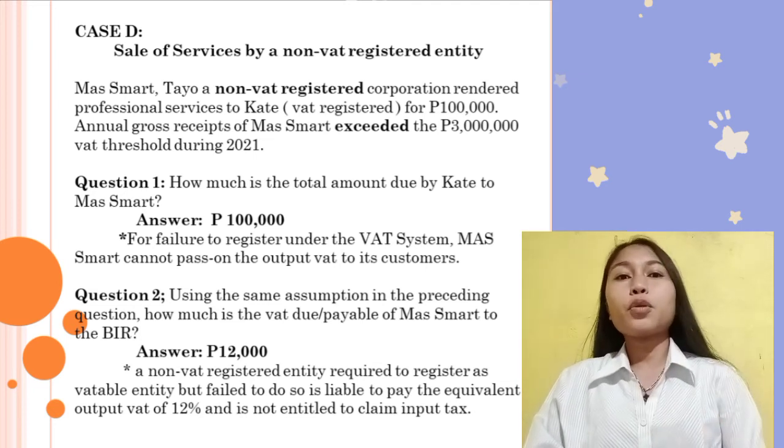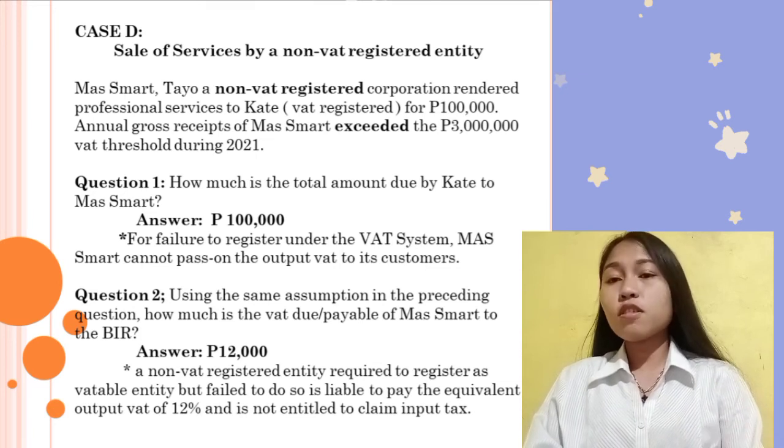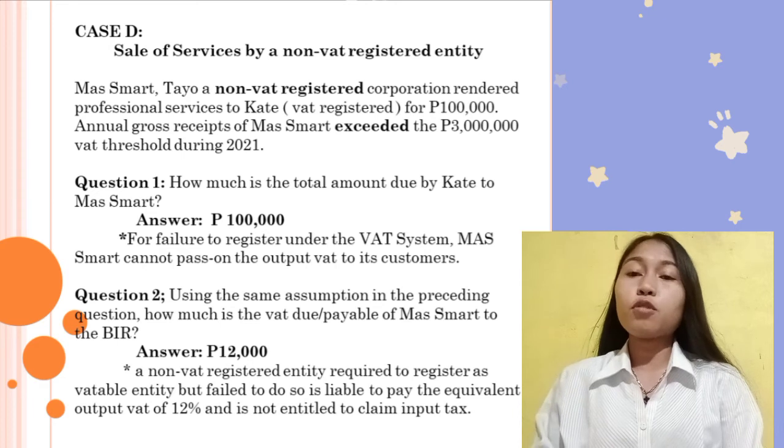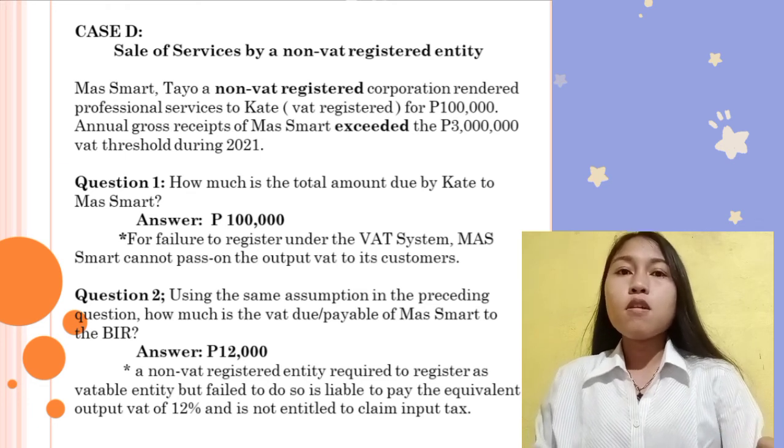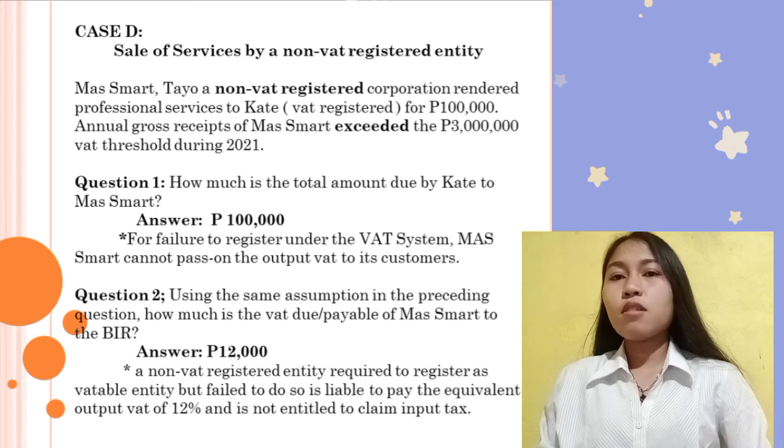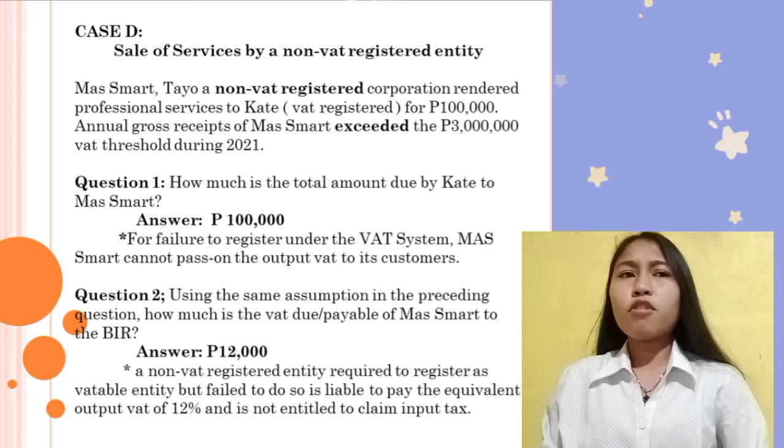So question number 2, using the same assumption in the preceding question. How much is the VAT due payable of Masmart to the BIR? Diba kay is not VAT registered, so they are the one to pay the value added tax. So the answer is 12,000. How did they compute the 12,000? How do they get the 12,000?